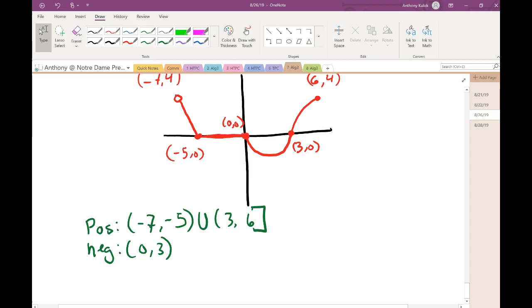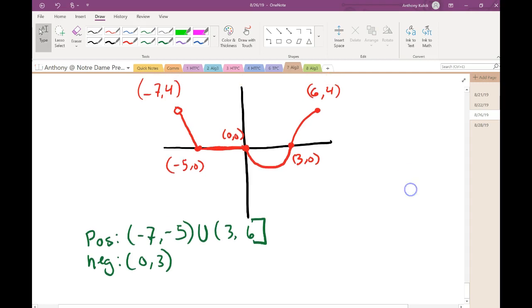So for the positives, I see 2 positive sections. The first one goes from -7 to -5. And the second one goes from 3 to 6. Note that 6, 4 is still on the positive side. So I included 6 with a bracket. I see 1 negative section that goes from 0 to 3. So here's my positive sections. Here's my negative section. And now the zeros are a little bit tricky.